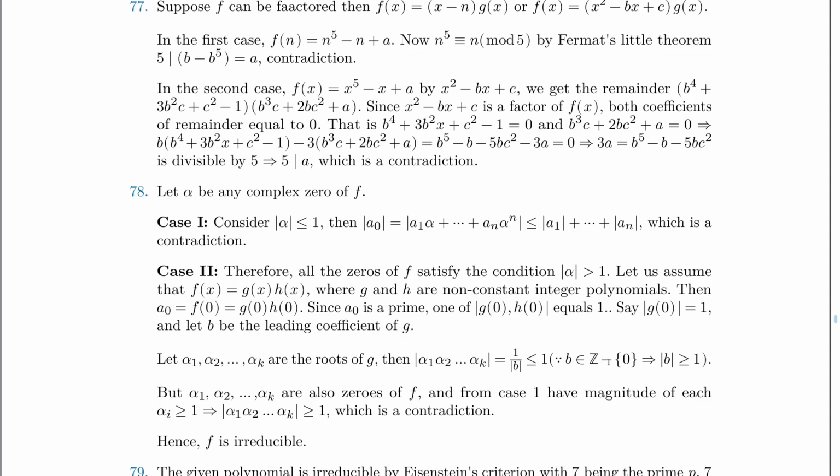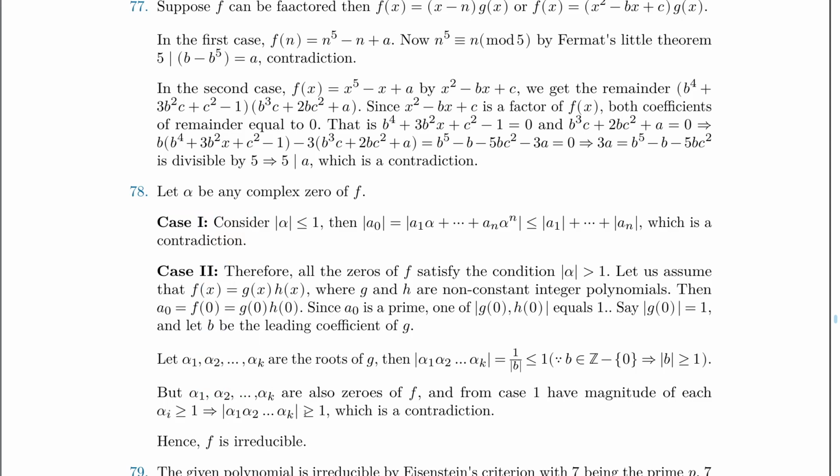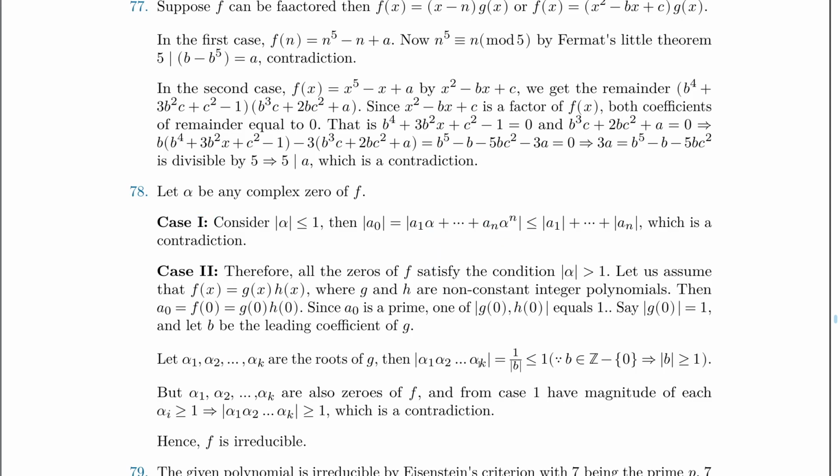Okay, but alpha 1, alpha 2, alpha k are also zeros of f, and from case 1 we have magnitude each greater than or equal to 1. So that means mod of alpha 1, alpha 2, alpha k is greater than or equal to 1. From case 1 we have this condition. So that means this will be greater than 1. Now here we have the mod of the product of roots less than or equal to 1. So therefore this is a contradiction and therefore f is irreducible.